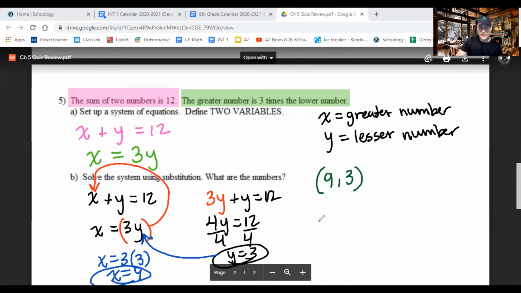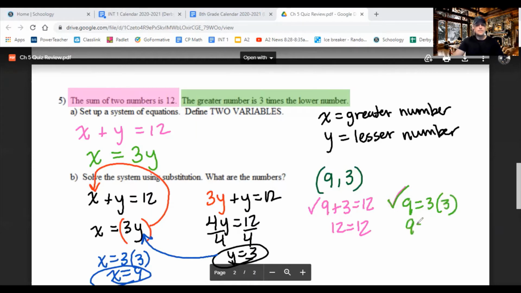But let's do a quick check just to make sure. So we'll check in the first equation, x plus y. So we'll go 9 plus 3. Does that equal 12? Yep. Second equation, x equals 3y. We'll do this one in green. Is 9 equal to 3 times 3? Yes. Okay, so that is indeed the solution. 9 is the greater number and 3 is the lesser number. So we'll write that out in a sentence here.